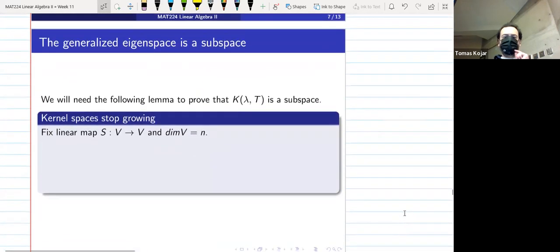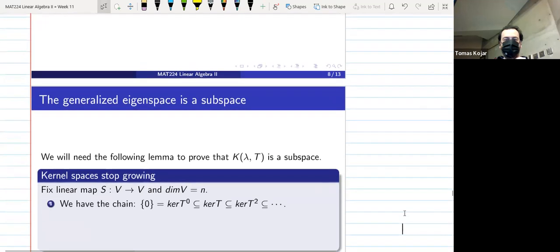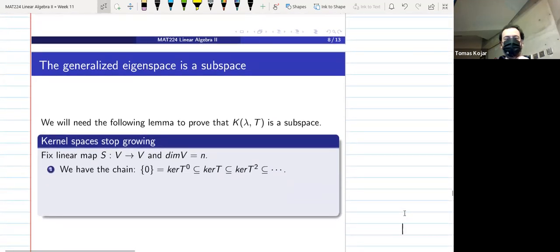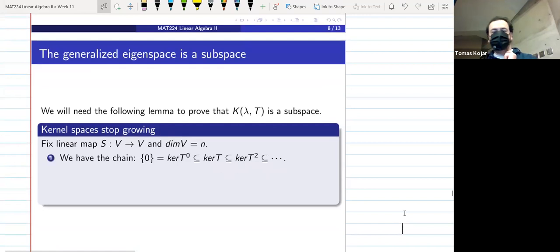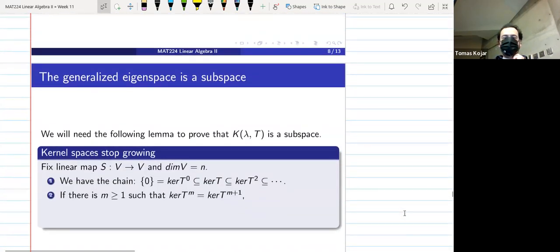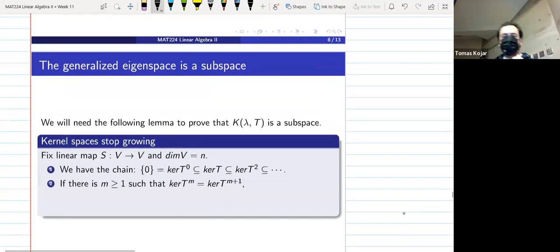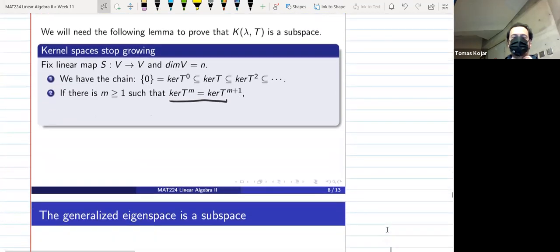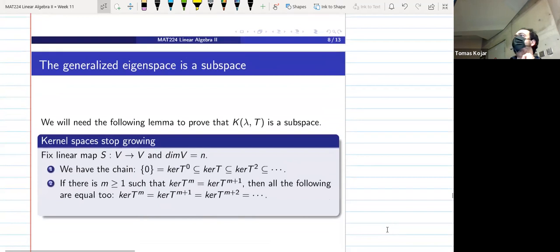So let's prove this result. You fix your linear map, and this is the dimension. We're going to prove the following three parts, but the last one is interesting. First of all, this is from your homework: the kernels increase. The second is that if you can find one where they are equal, then all the following ones are also equal. Was that in the homework?